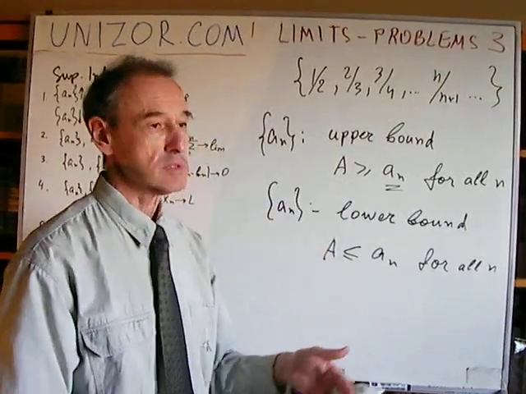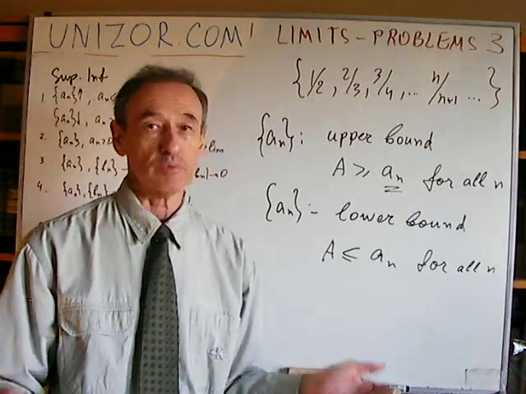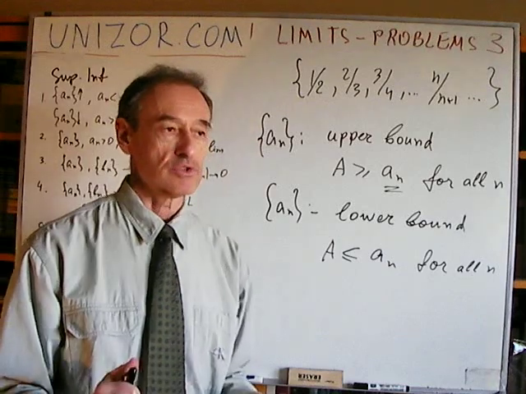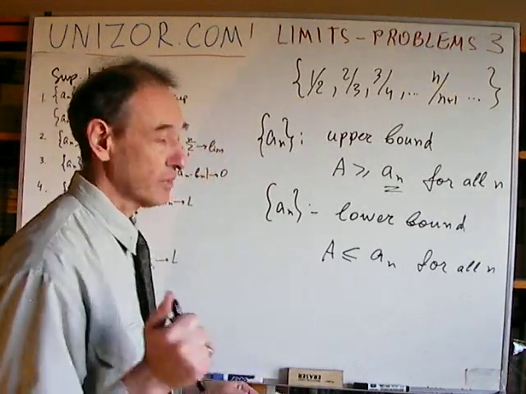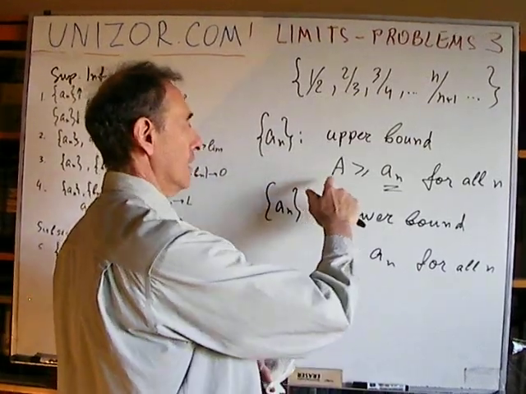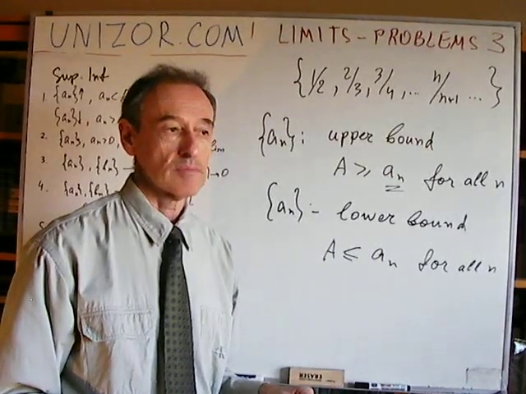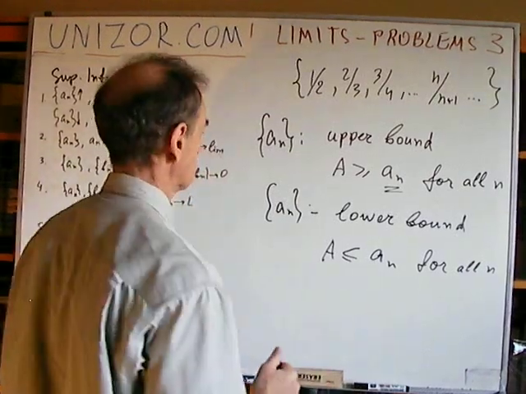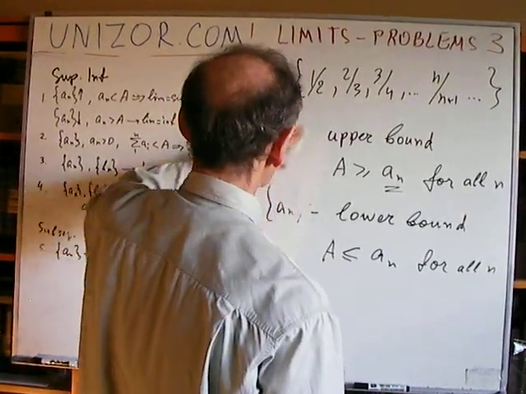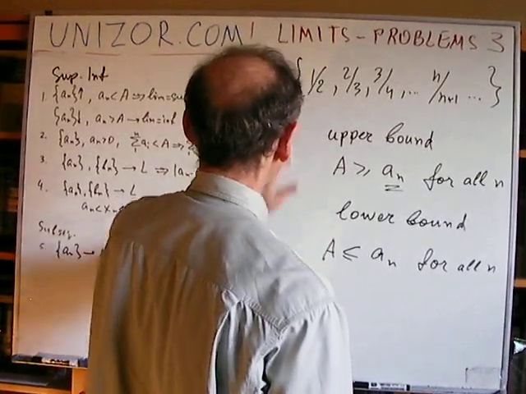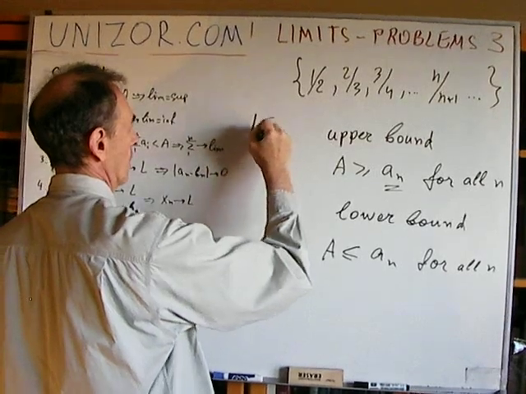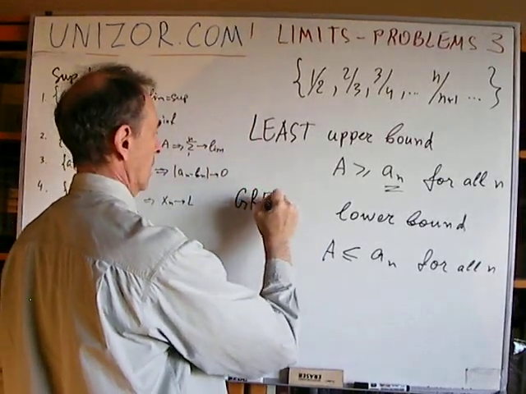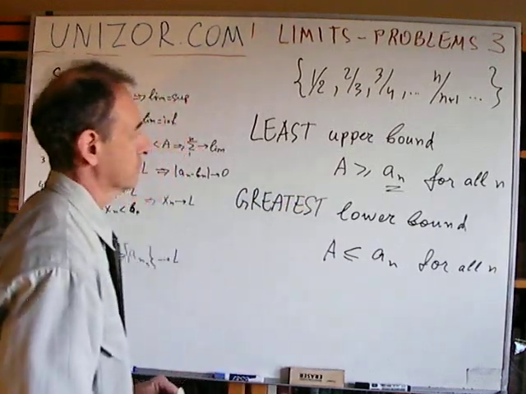Either they exist, these bounds, upper or lower, or they don't exist, but if they do exist, it's obvious what it is. But here is the very important axiom which is attributed to the famous mathematician Dedekind, the axiom of completeness. What it says is the following. If a sequence has an upper bound, it has the least upper bound. Now, what is the least upper bound? And similarly, the greatest lower bound. Now, what are these?